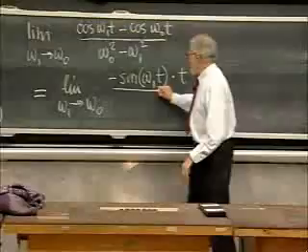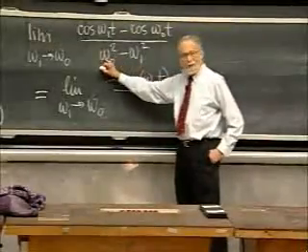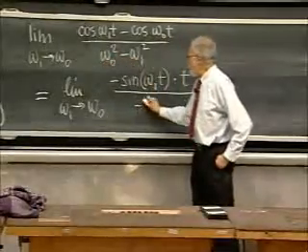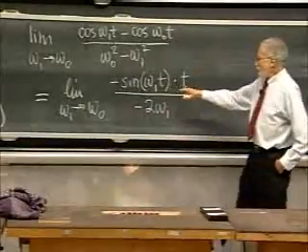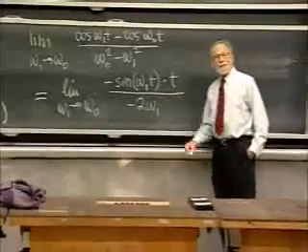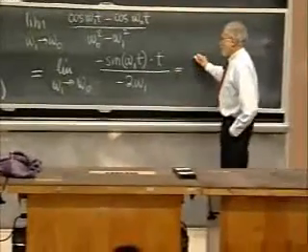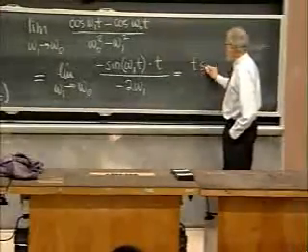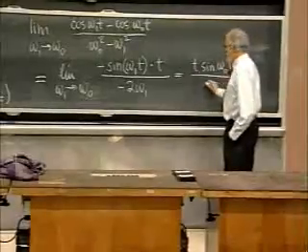And how about the bottom? The derivative of the bottom with respect to omega 1 is, well, that's a constant, so it becomes 0, and this becomes negative 2 omega 1. So it's the limit of this expression as omega 1 approaches omega 0, and now it's not indeterminate anymore. The negative signs cancel. It's simply t sine omega naught t divided by 2 omega naught.